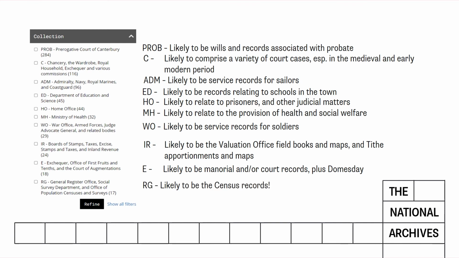RG refers to records of the Registrar General and usually comprise record series such as the various censuses. It's very likely that the records you'll find in this type of record are the enumerator's records and/or the household schedules, depending on which census it refers to.